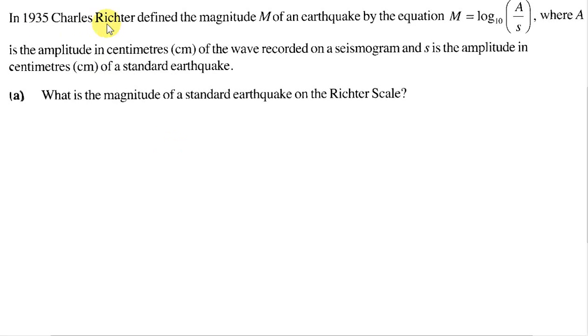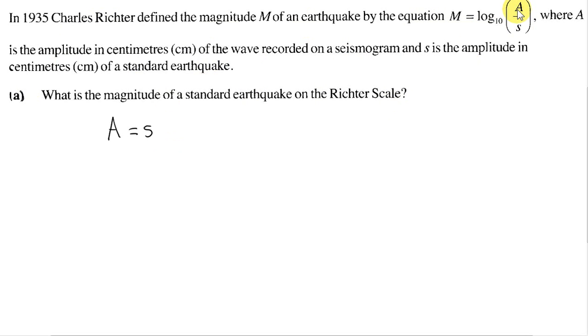In 1935, Charles Richter defined the magnitude m of an earthquake by the equation m equals log to the base 10 of A over S, where A is the amplitude in centimeters of the wave recorded on a seismogram, and S is the amplitude in centimeters of a standard earthquake. What is the magnitude of a standard earthquake on the Richter scale?